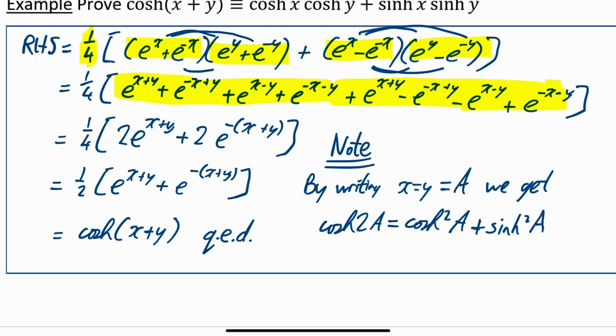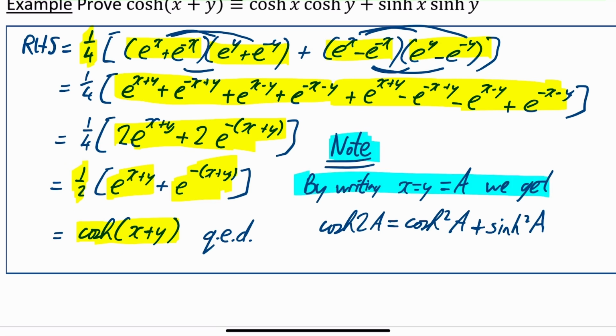Now it's just tidying up, and you can tidy up and we can see what you get is a quarter upon this thing, and then that 2 can come outside, so the 2 comes out with the quarter. 2 times a quarter is just a half, and then you're left with e to the x plus y plus e to the minus x plus y, and that is the same as hyperbolic cos of x plus y. Okay, and note, similar to how you got your double angles for your trig functions, you can find as well, by writing x is equal to y is equal to a, you can get hyperbolic cos of 2a is equal to hyperbolic cos squared of a plus hyperbolic sine squared of a.